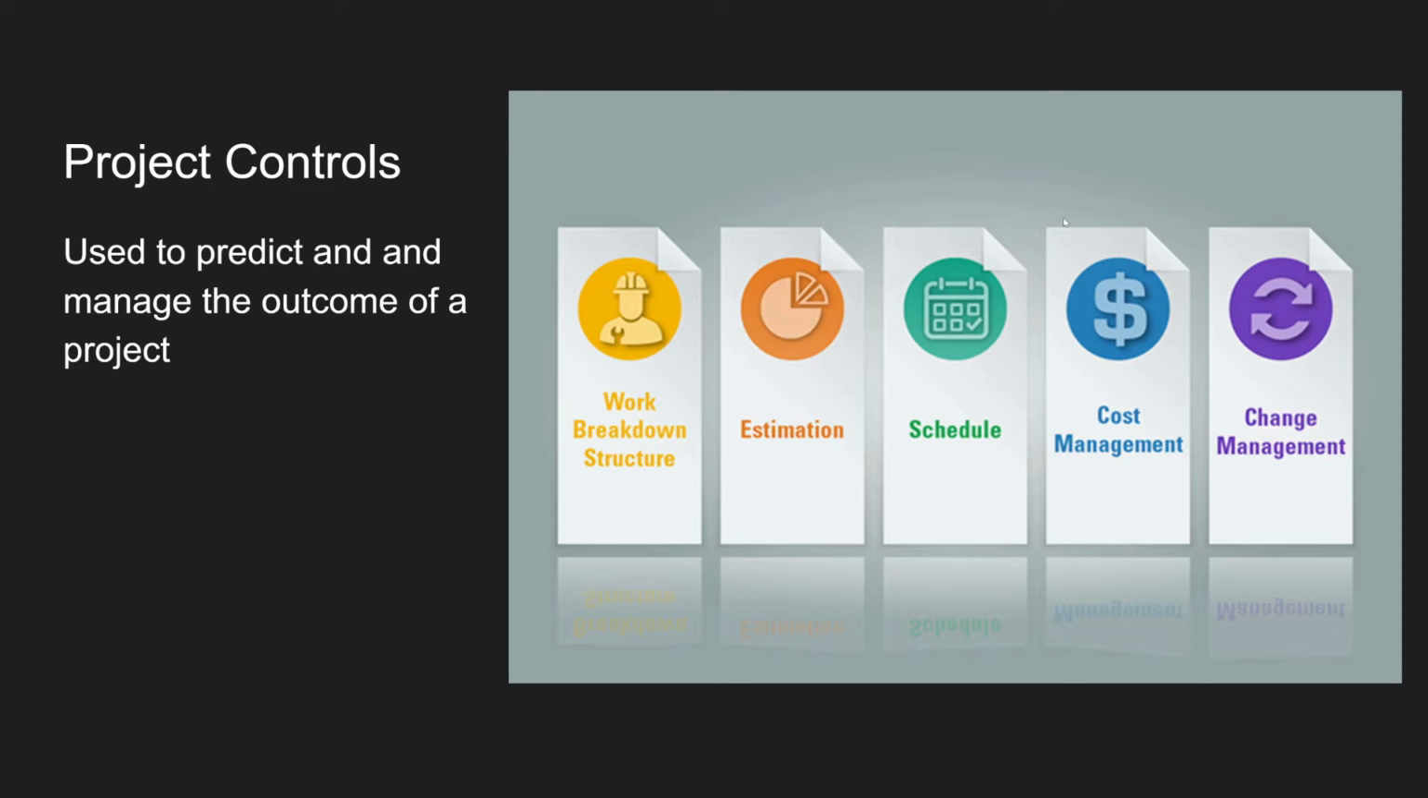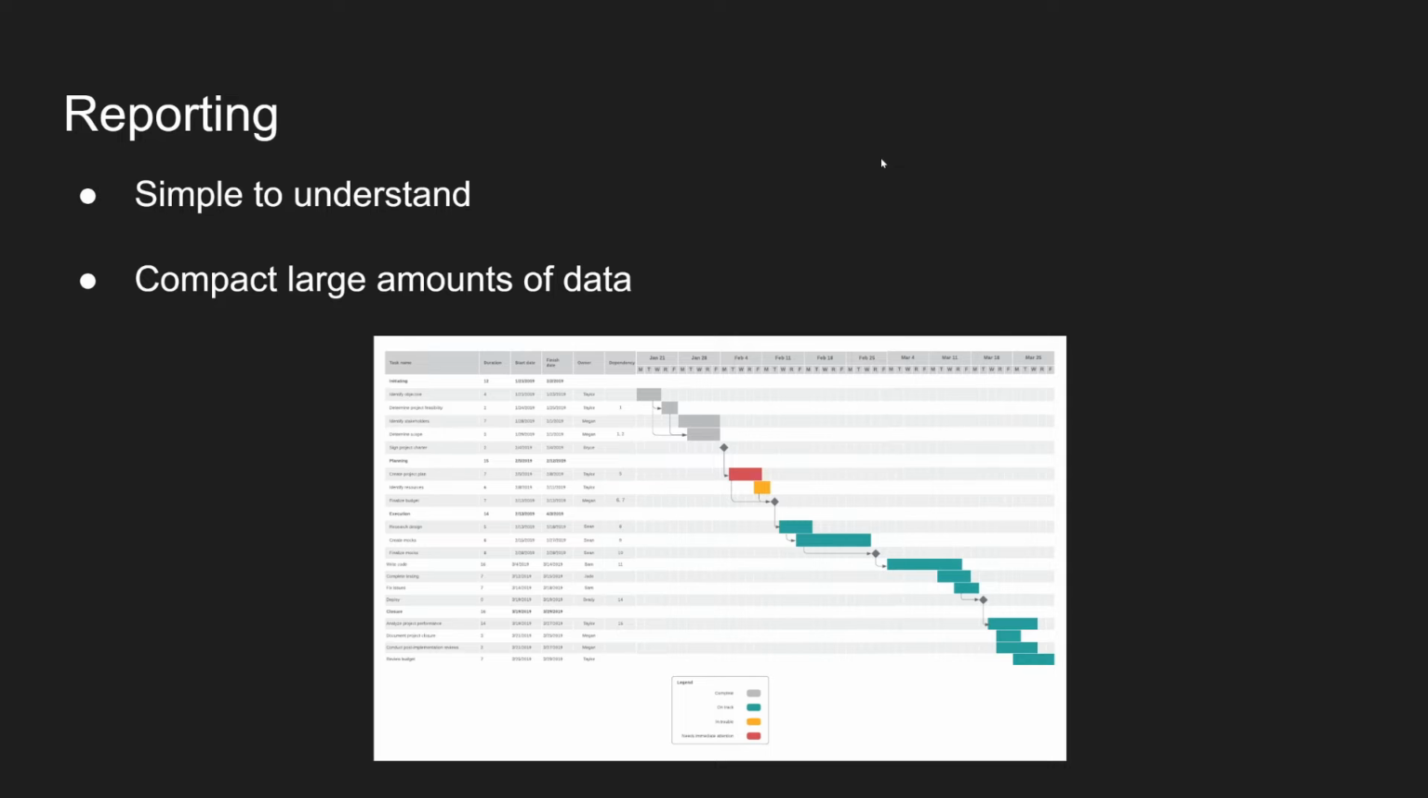He's the final person. Now, with project controls, if you plan out everything ahead of time, you should be able to predict the outcome of your project. So the first thing with any of these project controls is reporting. So you want to make everything simple to understand.